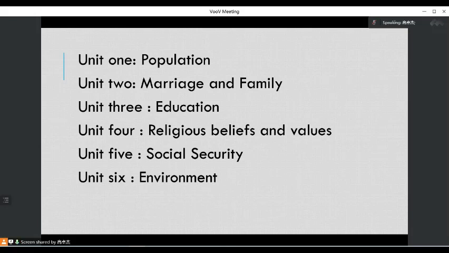Unit 6, environment. In this unit, you can learn the situation of China's environment and the problems Chinese people are facing, and what the Chinese government is doing to solve the problems. Okay, let's learn the first knowledge point today. The population of China.